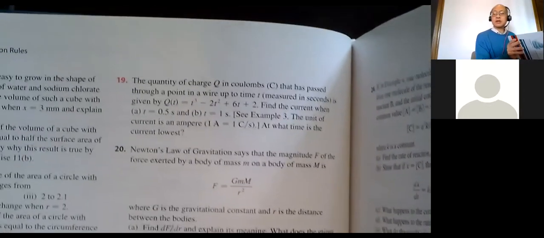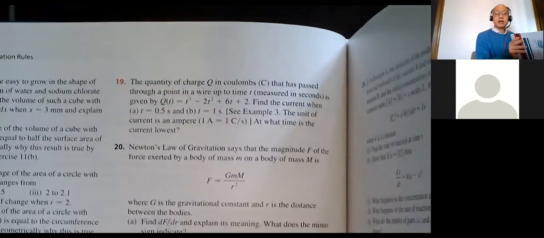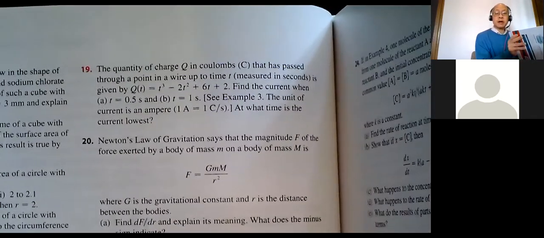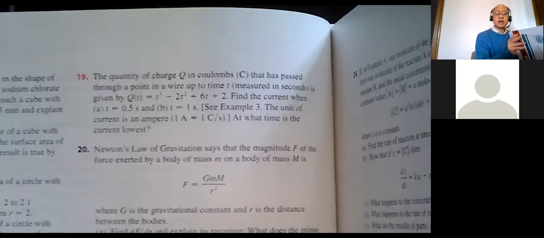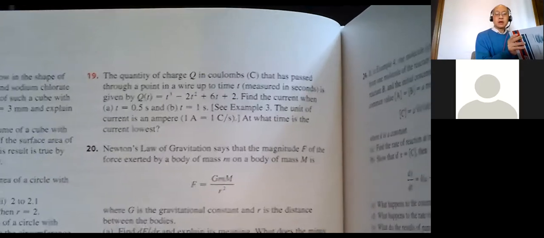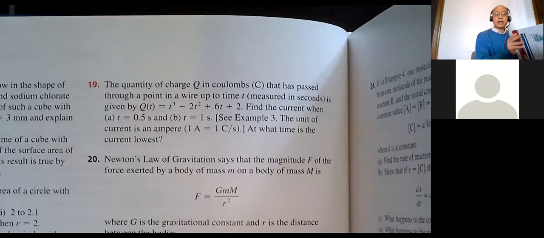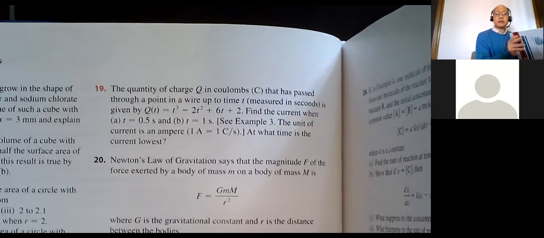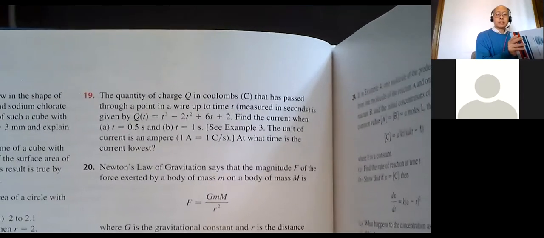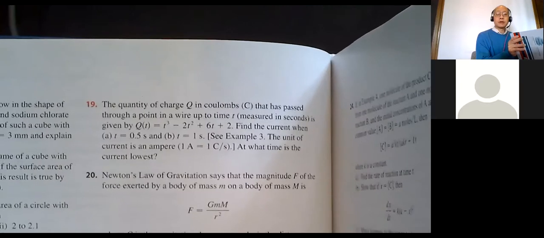The quantity of charge in coulombs that passes through the point is given by Q of t is t cubed, and so on. Find the current when t is 0.5 seconds and t is 1 second. The unit of current is 1 ampere, 1 coulomb per second. Current is a measure of the amount of charge that passes through a point at a given time. It's the derivative dq dt or q prime. And then it says at what time is the current lowest.